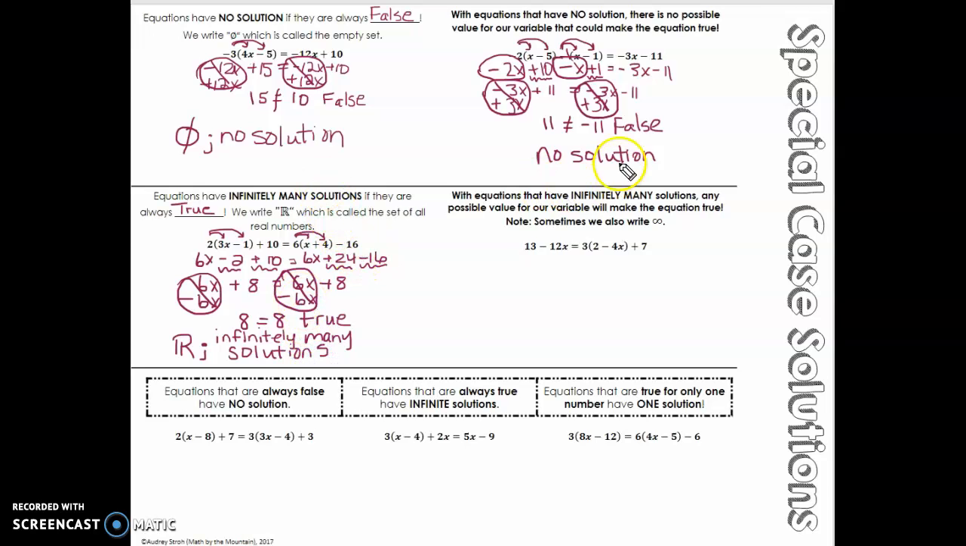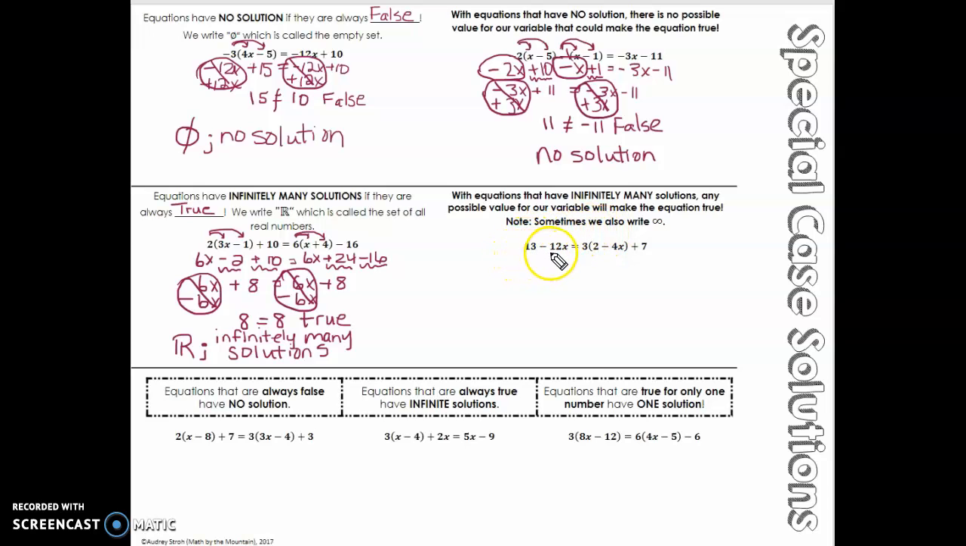So with our next example, for equations that have infinitely many solutions, any possible value for our variable will make the equation true. So that means no matter what number I pick, it's going to work in the equation. Sometimes we also write the infinity symbol, which kind of looks like a sideways 8.